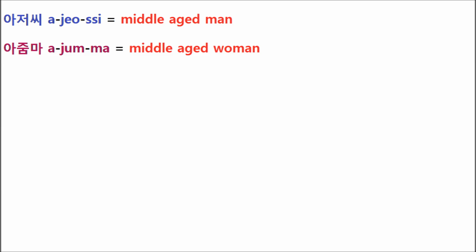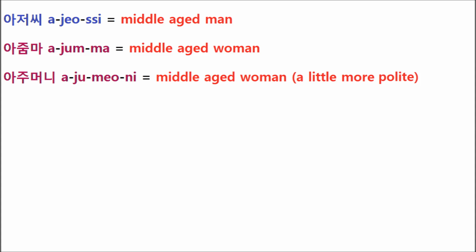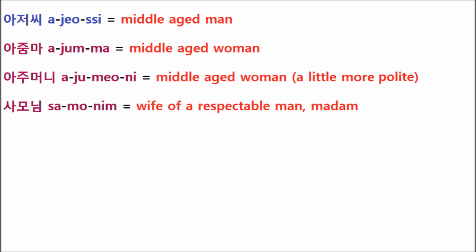This is middle-aged woman. You might also consider using ajamani. This also means middle-aged woman, but it's a little less harsh, maybe a bit younger. There's also samonim. This means wife of any respectable man. It might also be translated as madam. Use it for wealthy-looking women.